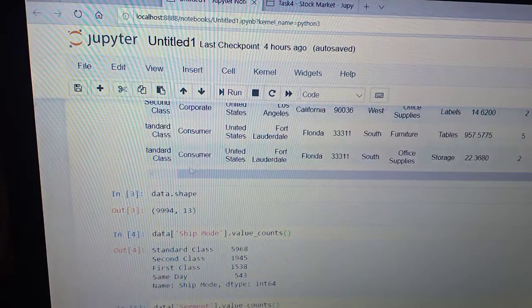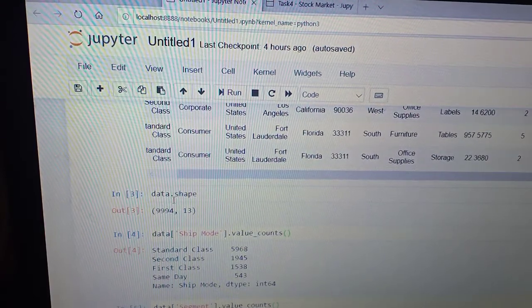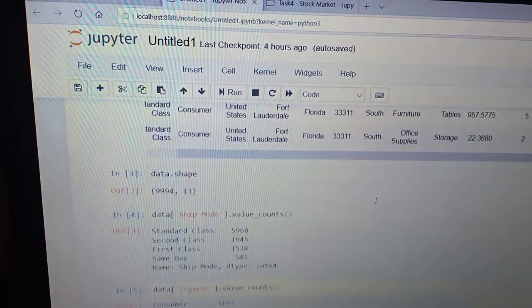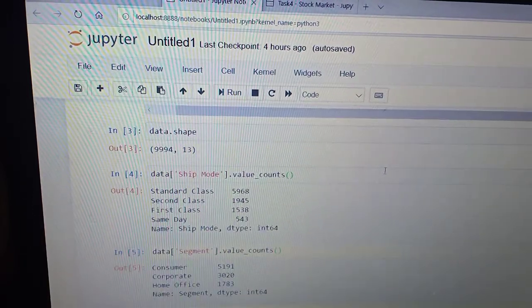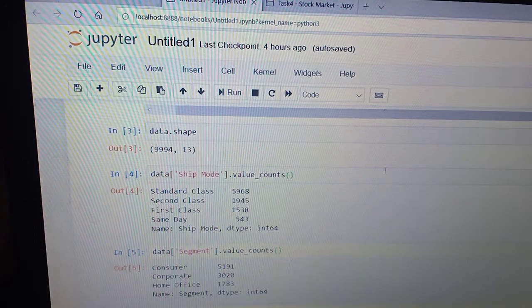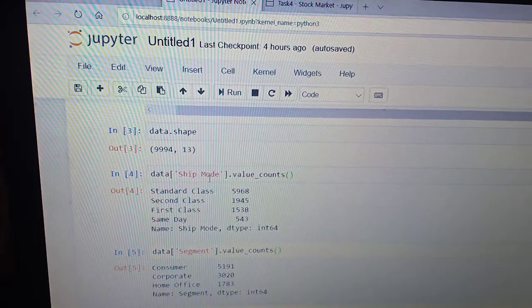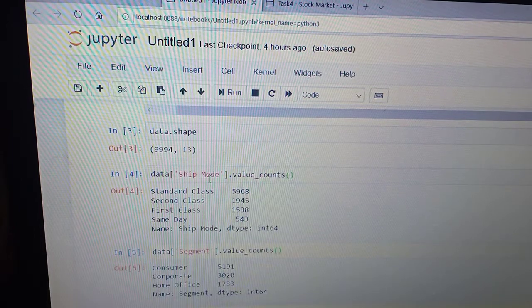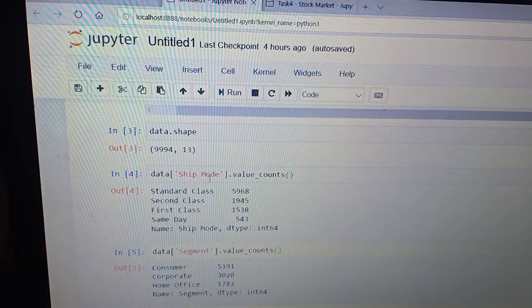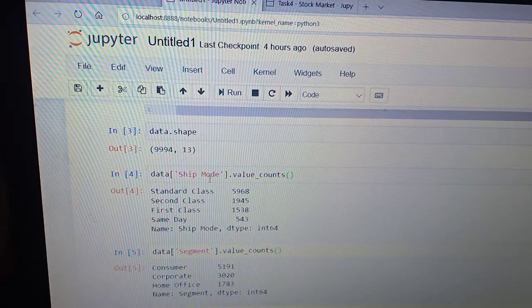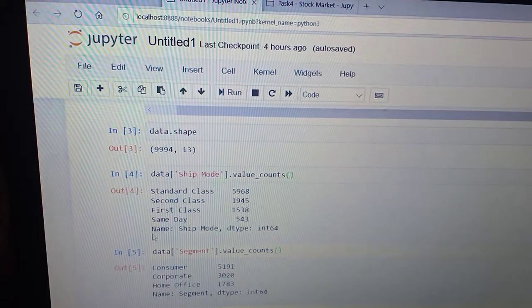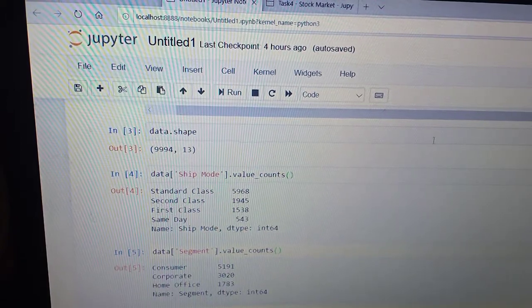So I just tried to see the shape of the data, that is data.shape, and I saw that it's almost like 1,000 rows and 13 columns. So I tried to count. Suppose I took the first column, that is the ship mode. I thought how many distinct values are there and how many values for those distinct values. So they are like standard class, second class, first class, same day. So 4 distinct values with these number of entries.